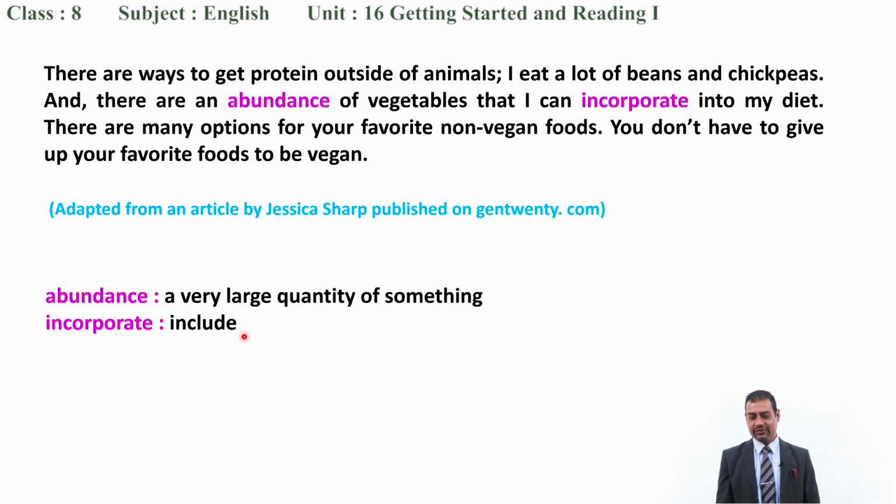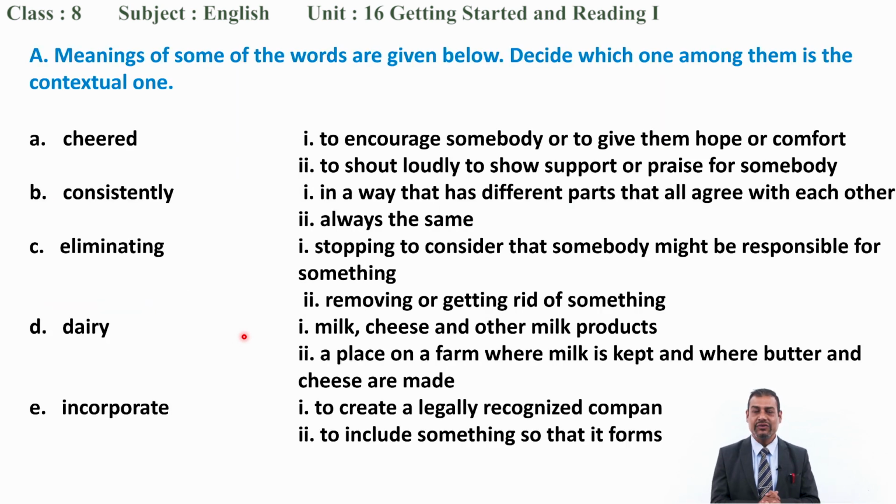Now after this we have some tasks that we have to do based on the text. So are you ready for it? Good. Now the first task for us is: meanings of some of the words are given below. Decide which one among them is the contextual one. Now you can see words are given here and their meanings are given on the right hand side, and you have to choose the right one that is used according to the context in the text.